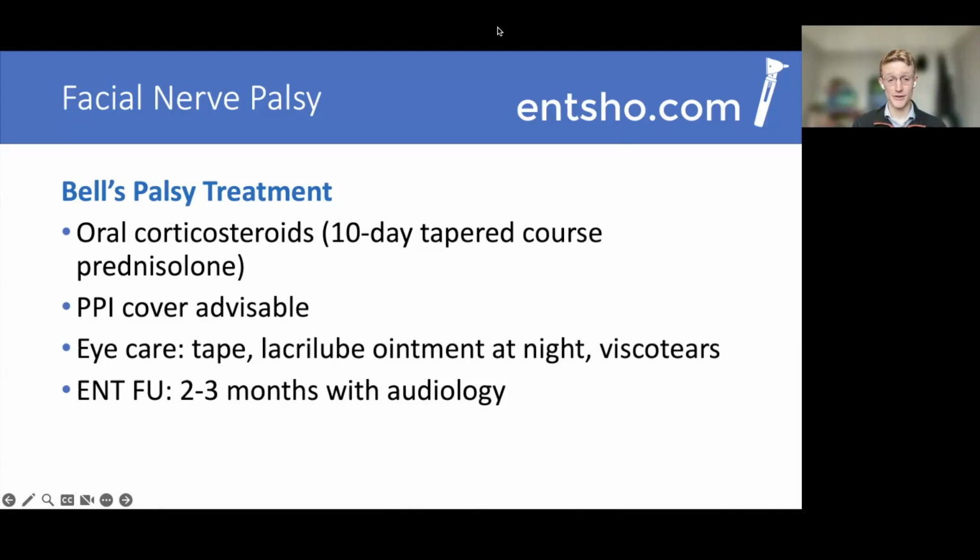As I mentioned, eye care is really, really important if their eye closure is impaired. So tape the eye shut at night, lacri-lube ointment at night, and Viscotears or any other form of artificial teardrop during the day. Really important. They should get followed up by ENT in 2 to 3 months with audiology to assess for improvement. And at that point, if no improvement, they should be referred to ophthalmology.